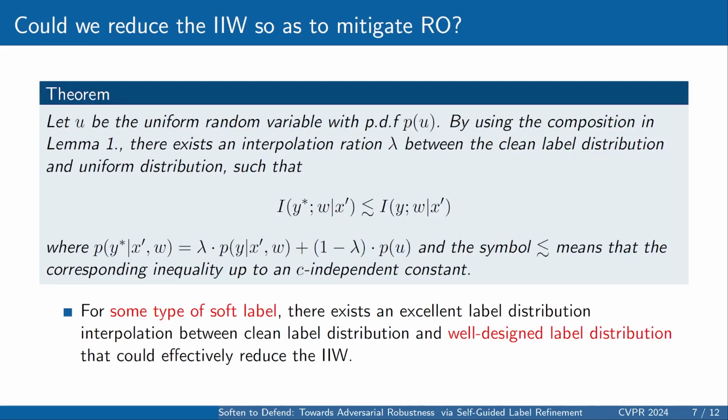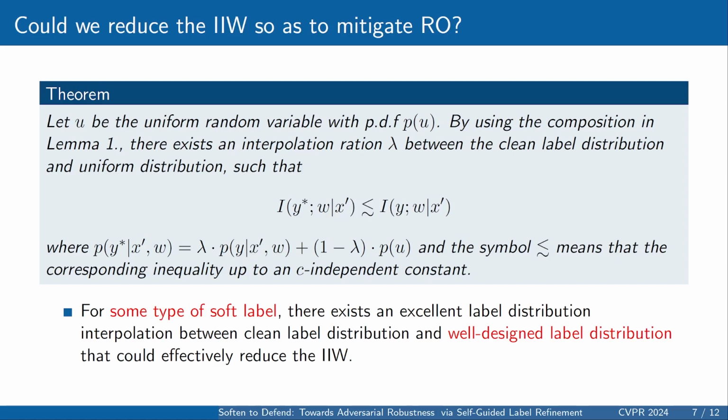Since the IIW plays an important role in robust overfitting, could we mitigate RO via reducing IIW? We provide a theorem showing that for some type of mixed label distribution Y star, the IIW could be as less as its original version. This also suggests that we could take some label distribution interpolation to mitigate RO.